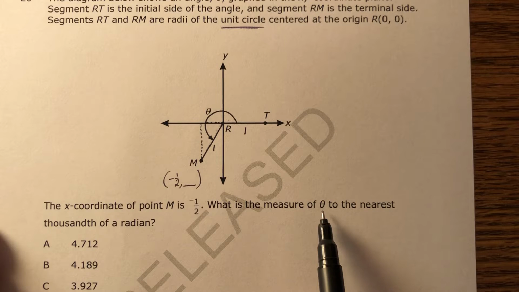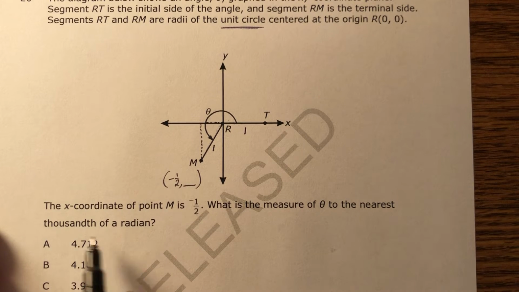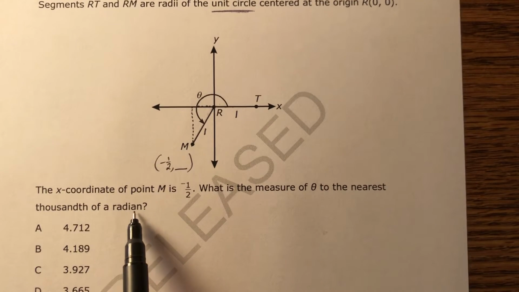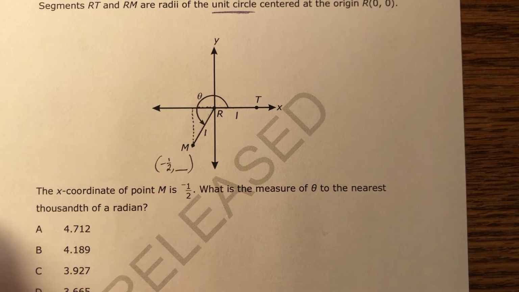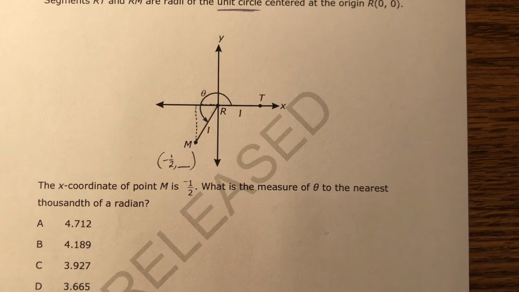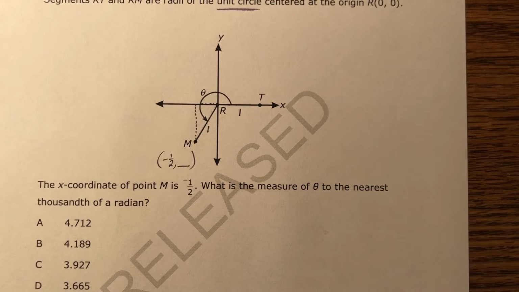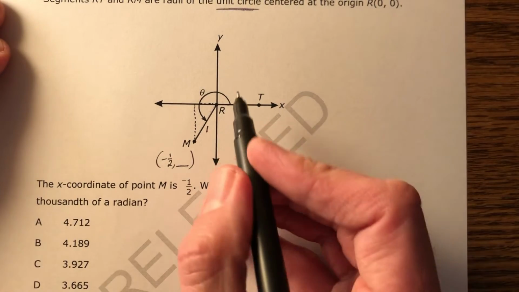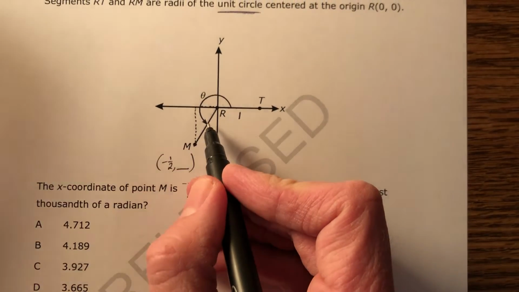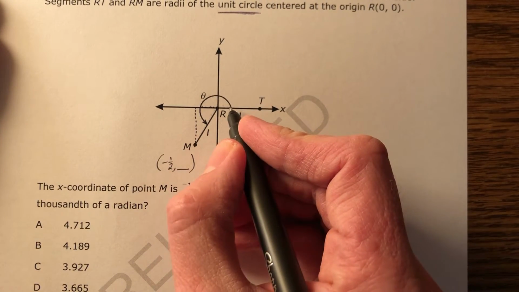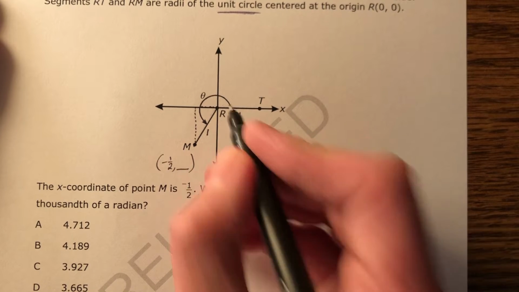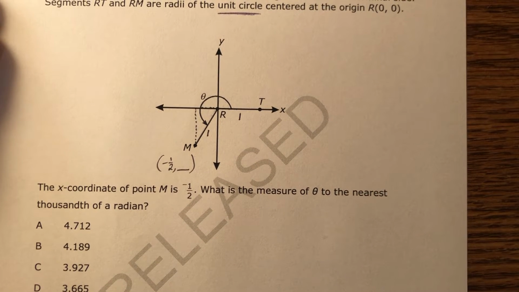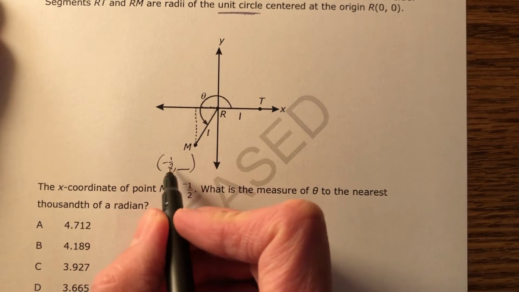What's the measure of theta to the nearest thousandth of a radian? Okay, we're dealing with radians here, not degrees. So we need to make sure that whatever we do in the end happens in radians. Here's where my mind goes as I look at this problem. I need to find this entire angle in radians. The best thing to do is take this in pieces and not do it all at once, because that's a little overwhelming. How does this information play in?